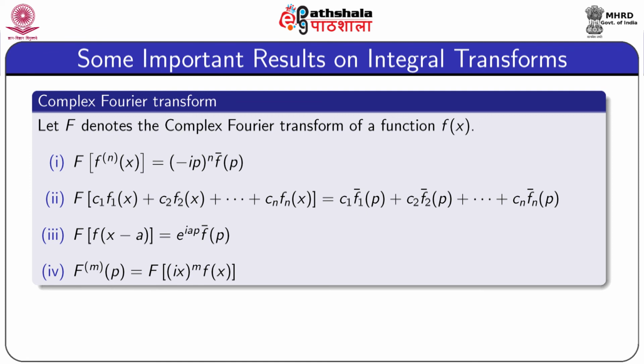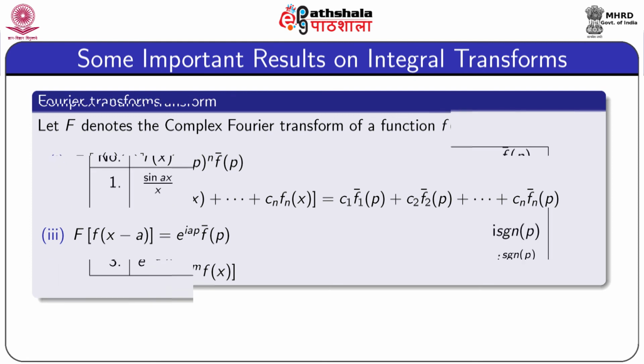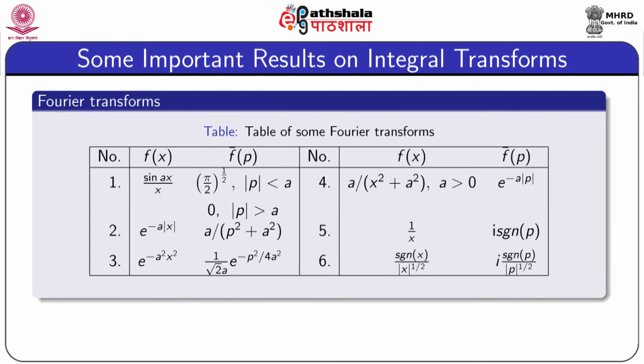And the fourth property gives the mth order derivative of f bar(p), which equals the Fourier transform of i x to the power m into f(x). And these are some results of Fourier transform. So, using the definition of Fourier transform, we can establish these results easily.